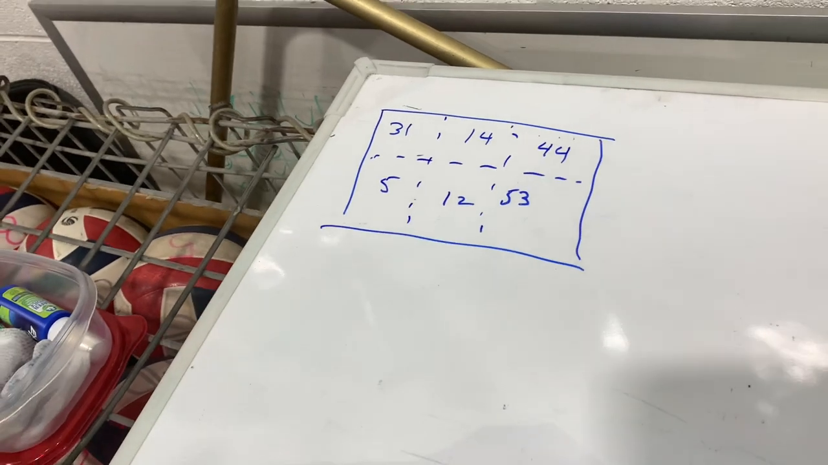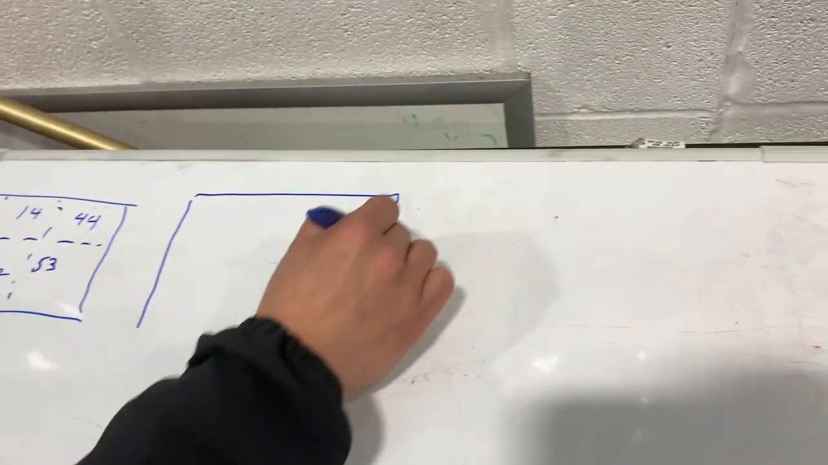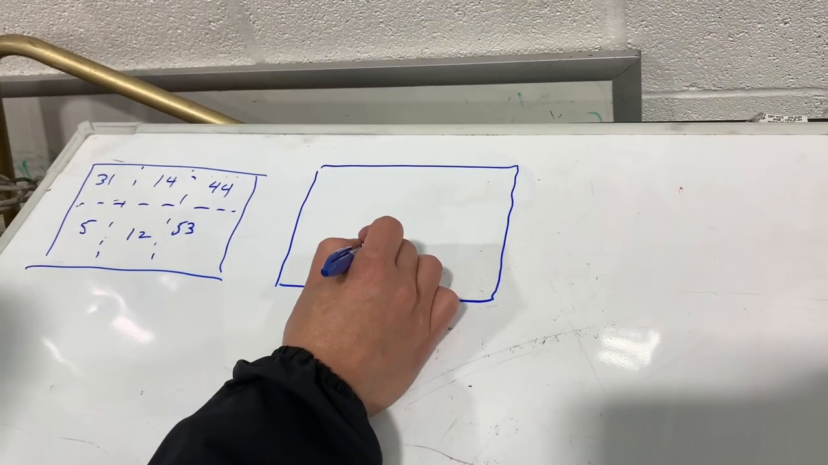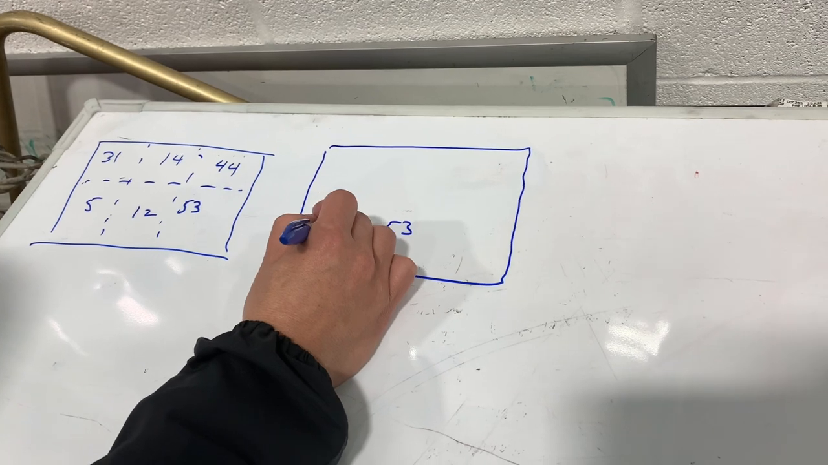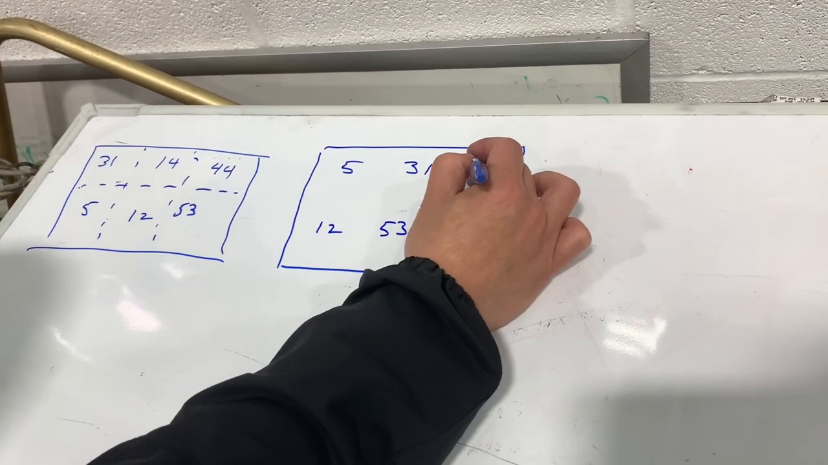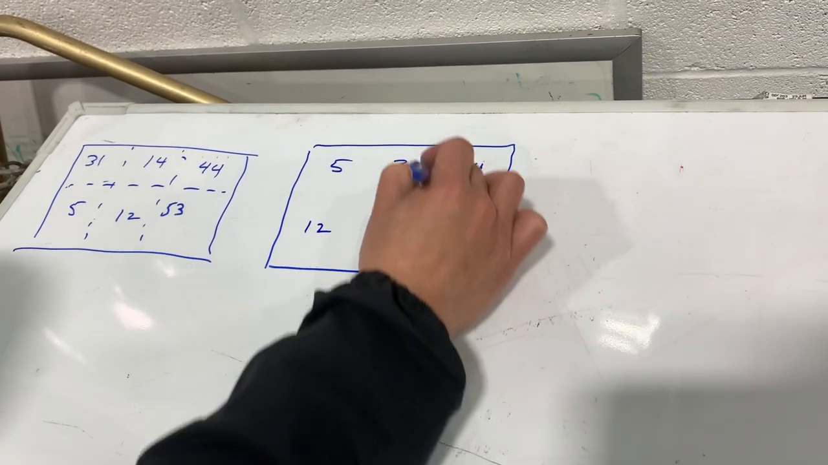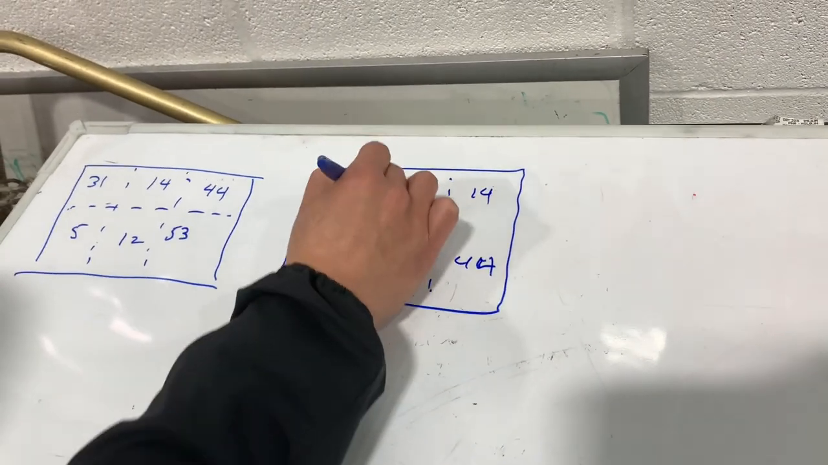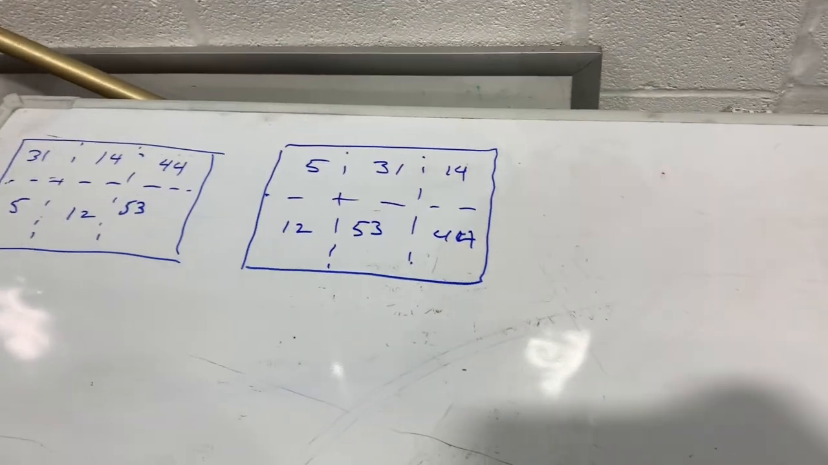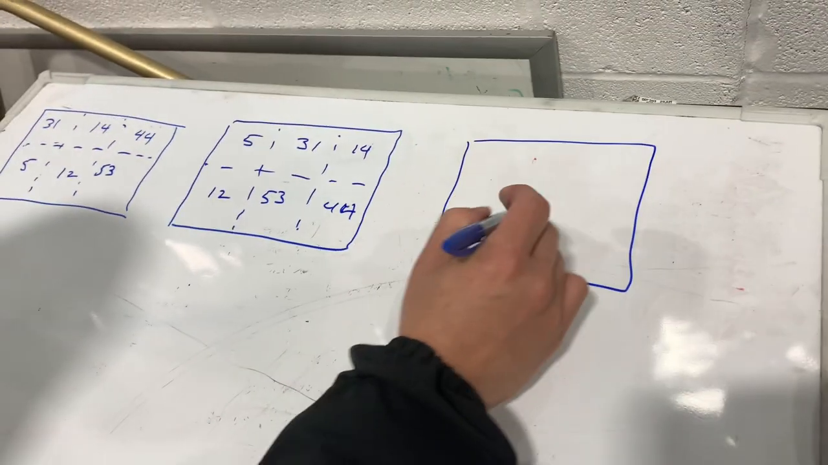But when we rotate, every time we rotate counterclockwise. So 53 goes into here, 12, 5. That's clockwise, right? Yeah. Sorry, clockwise. Yeah. I'm like, I'm lost. I know. Sorry. So the next rotation is this.